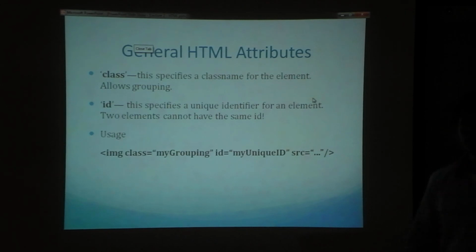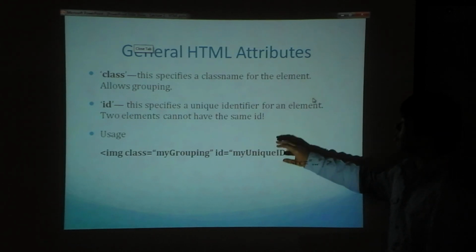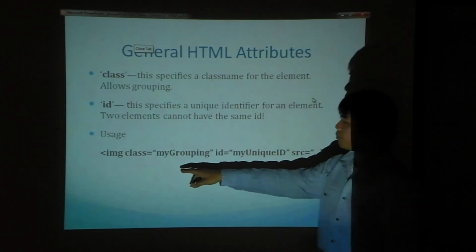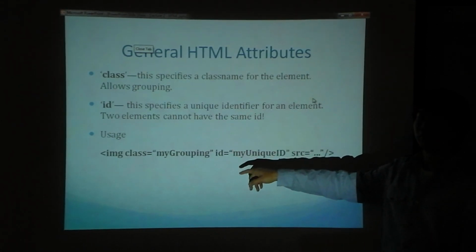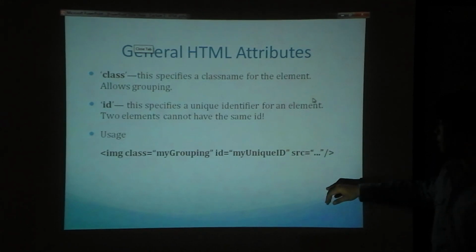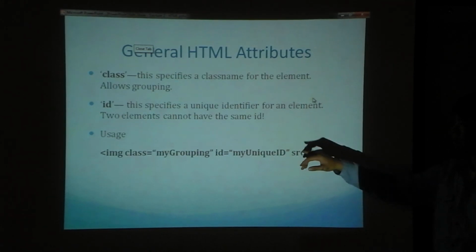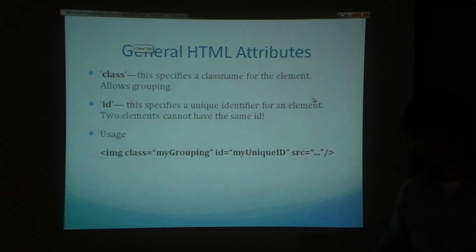There's also something called an ID, which is a unique identifier. It specifies a single element and only a single element. That allows you to be more specific in specifying the HTML tag. And of course, the important thing is that no two elements can have the same identifier. So here I just have an example of how this is used. I put an image HTML element, and it has a class called myGrouping and an ID called myUniqueID. And it also has an extra attribute, which is part of the image element. But you don't have to worry about that for now.